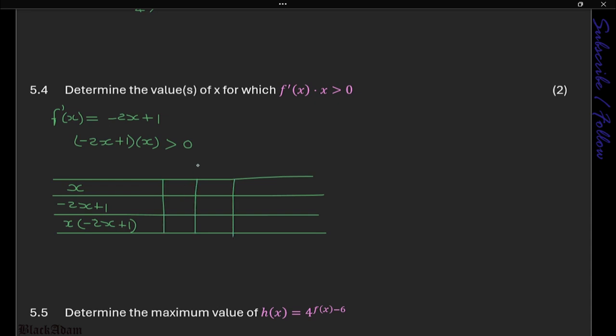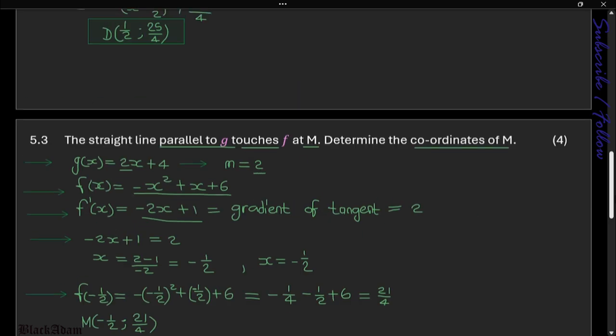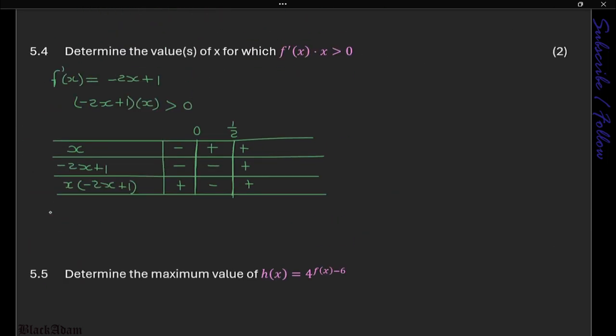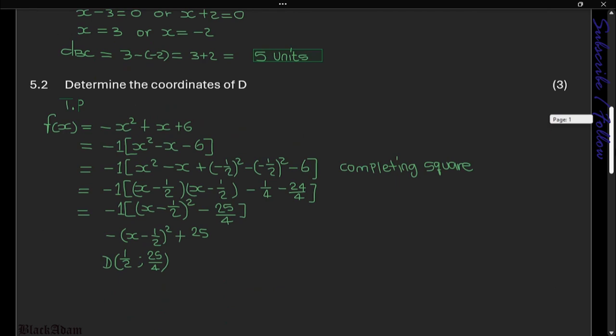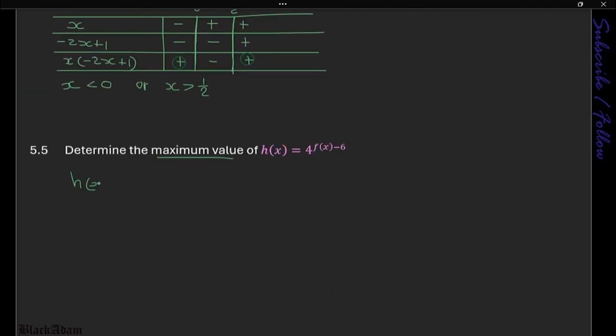In ascending order, we have 0 as our point, with negative to the left side and positive to the right side. Then we have a half, the same thing: 0 at that line, everything to the left is negative and to the right is positive. Multiplying all the signs we get positive, negative and positive. We're looking at the positive sign, so x is less than 0, or x is greater than half. That's our final answer.